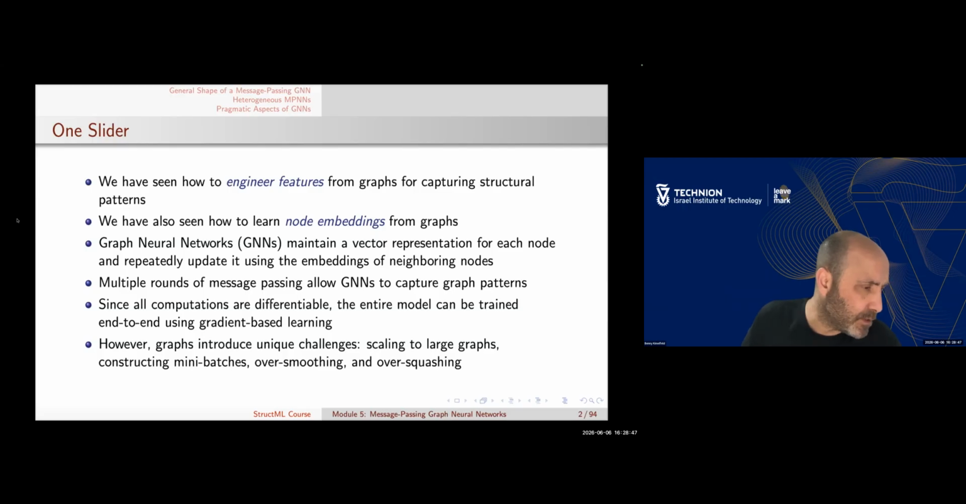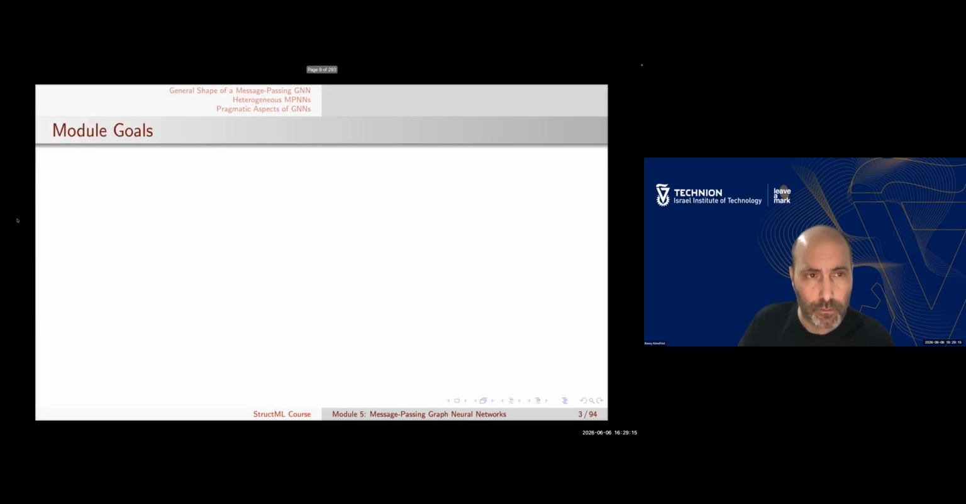And also some challenges that arise from the fact that you're collecting information by several hops from far nodes, or by the fact that you're aggregating possibly many nodes, many neighbors in your functions. So that's over smoothing and over squashing. We are going to discuss these challenges that are unique to graphs.